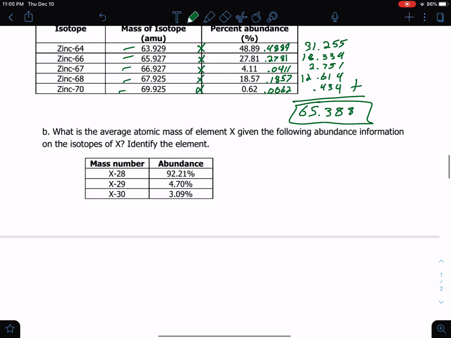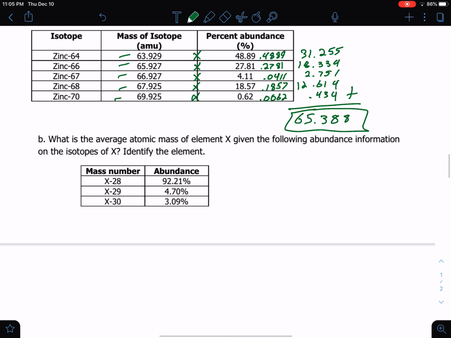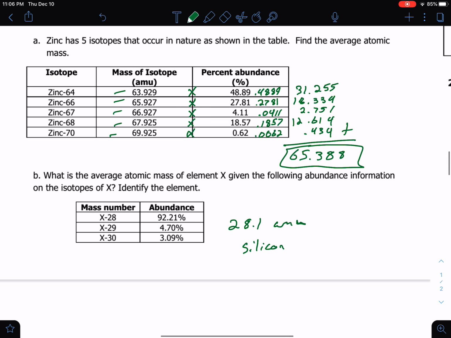For part B, all you would do is take your mass numbers and do the same thing. You would take 28 times 92.21 and get a number, just like in the last problem. Once you did the math, I believe I have it down right here, you would get 28.1 AMU, which means atomic mass unit. You would look on the periodic table and see which element has an atomic mass of 28.1, and that would be silicon. So you do the exact same thing as in part A, and then look up the mass on the periodic table.